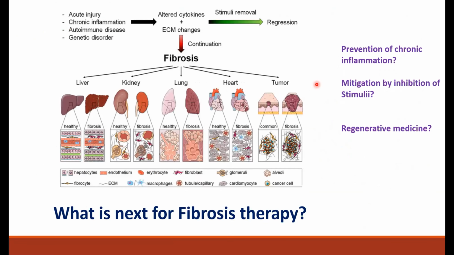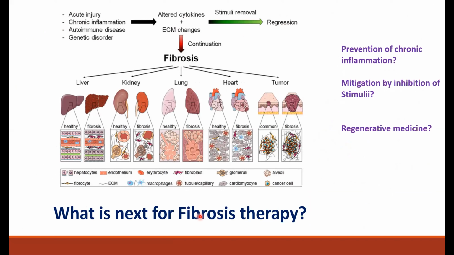So last but not the least, I'm going to end this presentation with a question. You have acute injury, you have chronic inflammation, you have autoimmune disorder, you have genetic disorders. All of these alter cytokines, cause ECM changes, and lead to fibrosis in all of these multiplicity of organs in the human body. If you remove the stimulus at this point, then you start to see regression in fibrosis. So what is the next for fibrosis therapy?